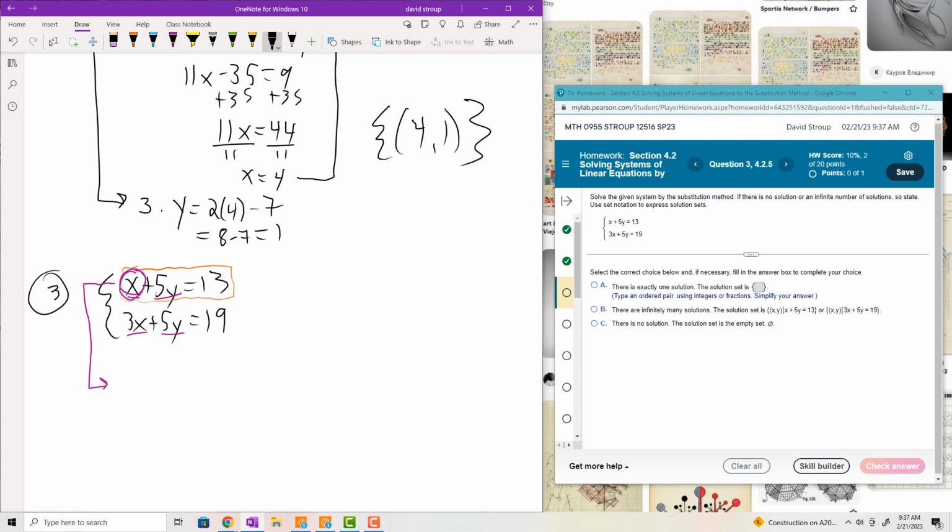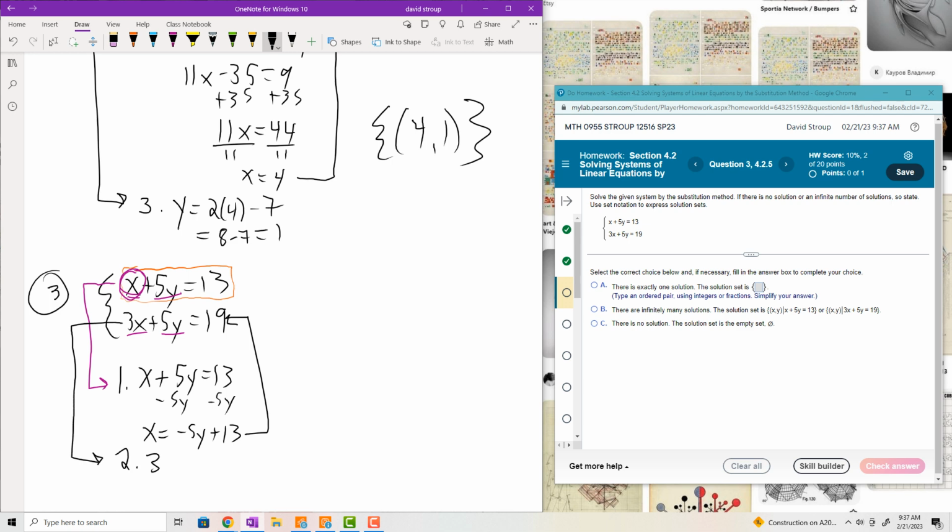Okay, so I'm going to take that first equation and solve for x. Move the 5y, and you get x equals negative 5y plus 13. Then I'm going to use this equation in the second equation, so you always substitute into the unused equation. Wherever I see an x, I'm going to replace it with parentheses, negative 5y plus 13.